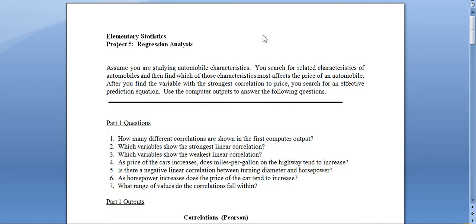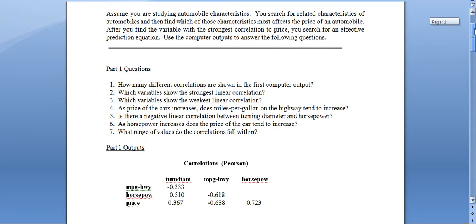Project 5 is on correlation and regression, and there's 3 parts to it. In part 1, you're answering some questions about correlation. You're given the correlations here, so these numbers for the variables that are shown is what they refer to as a correlation matrix. And you're just going to look at these numbers and answer these questions.